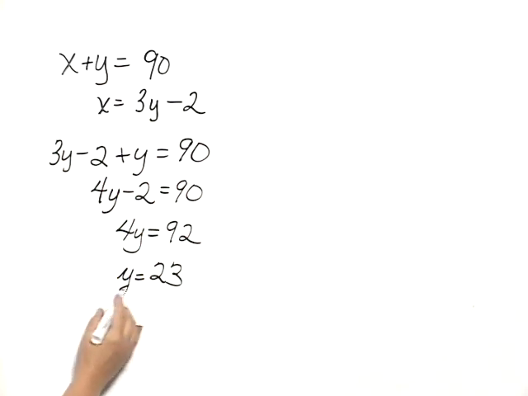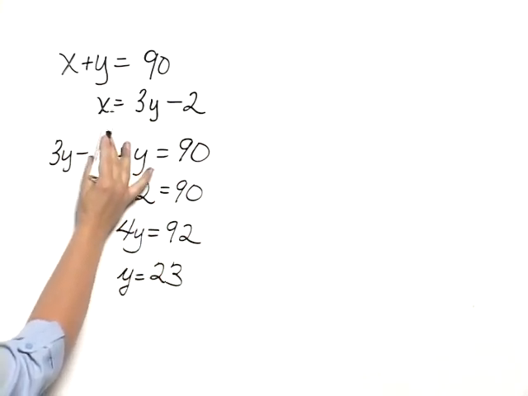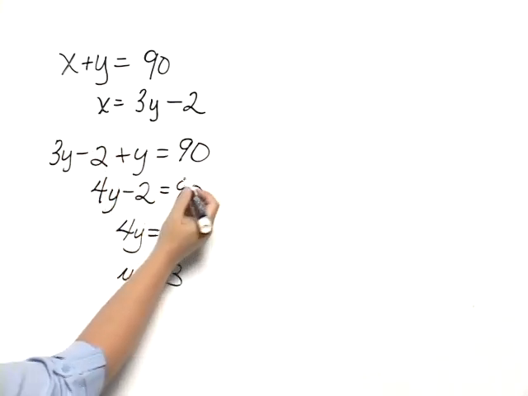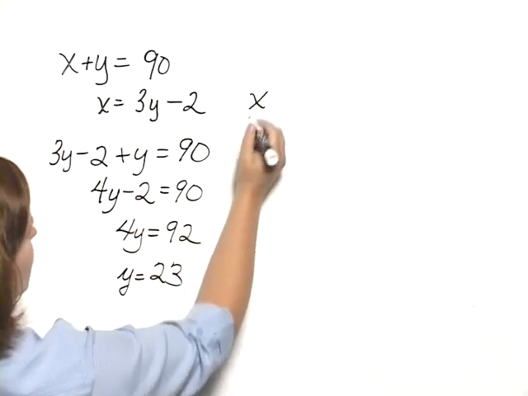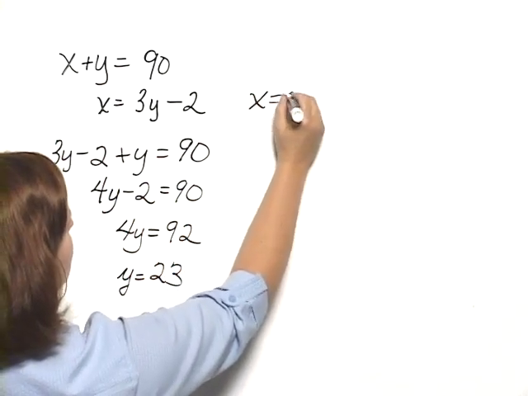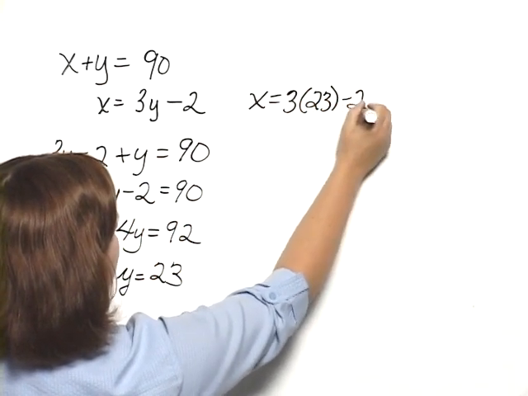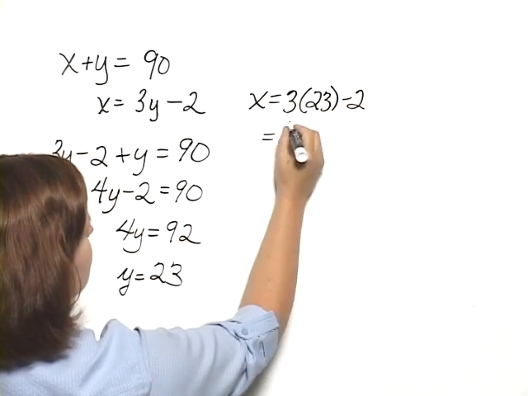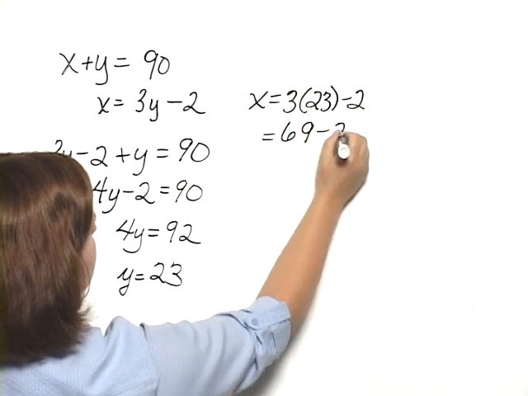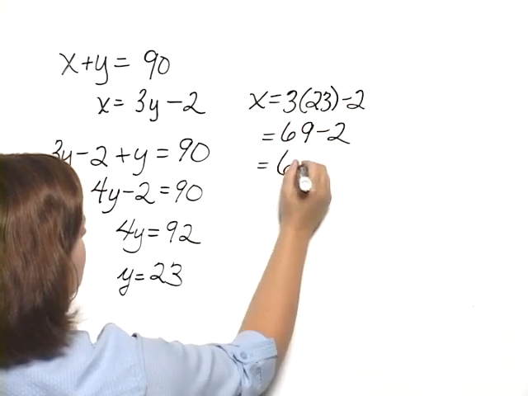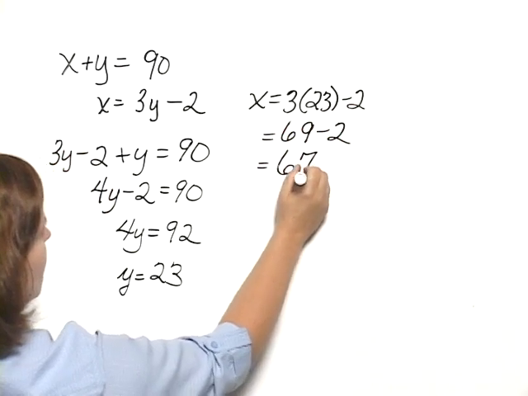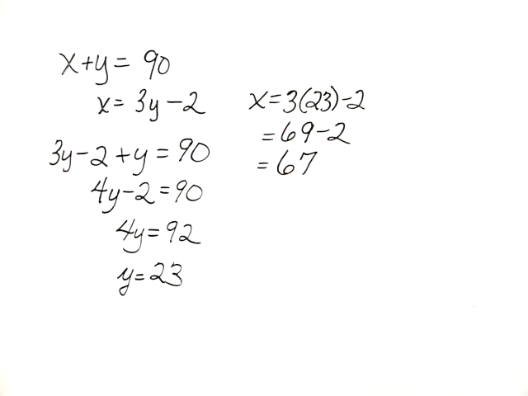So that gives us one value of a variable. We also need to find x. Well, if we go back up here, we see that x equals 3y minus 2. So putting 23 in for y, we'd have x equals 3 times 23 minus 2, which is 69 minus 2, which is 67. Now we do need to check our answer.